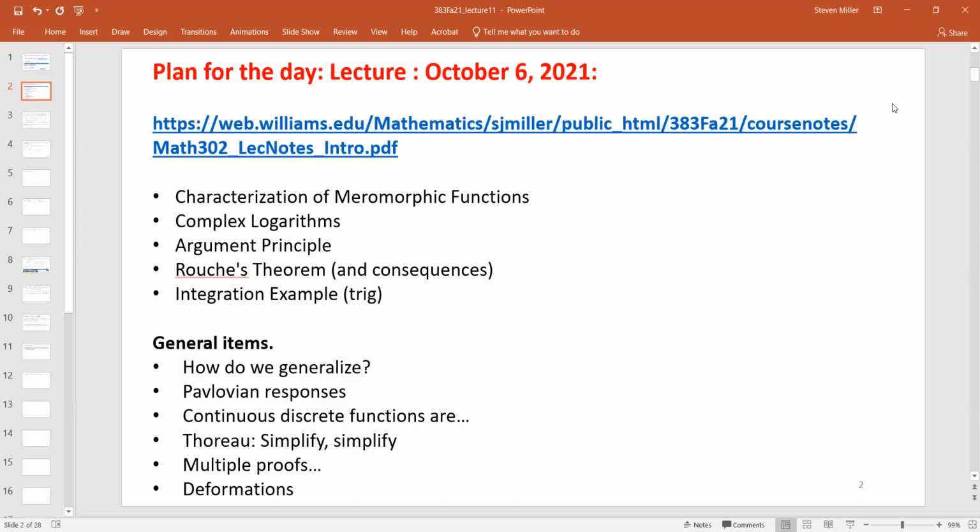Thoreau is the patron saint of mathematics with his wonderful advice, simplify, simplify, which of course could be simplified to simplify, but then it doesn't have quite the same impact. Where did he write this, for cultural extra credit? Walden, excellent.